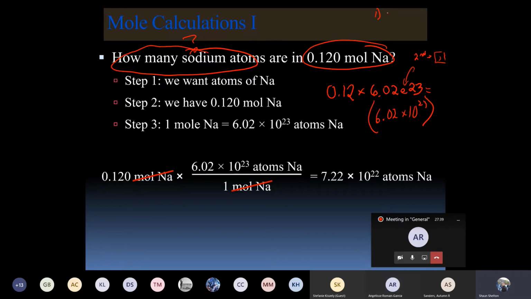The first one is atoms to moles. I ran out of space here. Atoms to moles. So the way you get from atoms to moles is you divide by Avogadro's number. That's the first roadmap. The second roadmap is going from moles into atoms. And to do that, you're going to multiply by Avogadro's number.